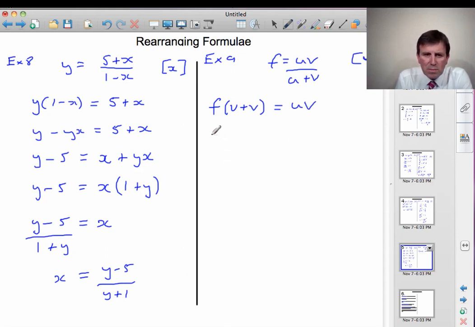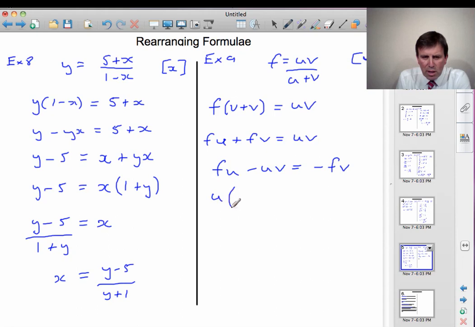Next, we need to expand the bracket. So we get fu plus fv is equal to uv. Right, now I want all the terms involving u to one side and all the terms that don't involve u to the other. Let's just remind myself that's a u. So we'll bring the u's this time to the left-hand side. fu minus uv is equal to minus fv. And I can now factorise out the u, and I get u times f minus v is equal to minus fv.